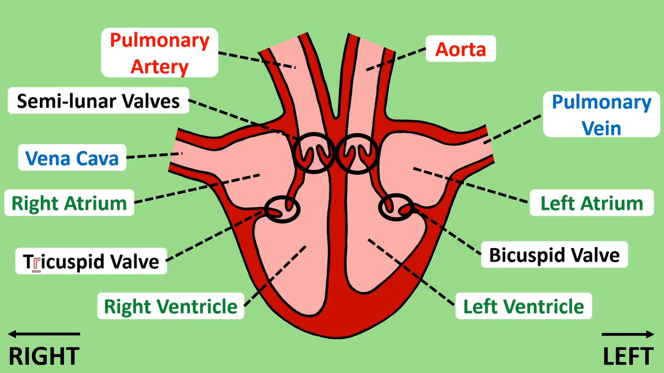Semilunar valves are found in each artery leaving the heart. Finally, the dividing wall that separates the right and left side of the heart is called the septum. Also note that the outer wall of the left ventricle is much thicker than the right ventricle. The left ventricle needs this extra strength because it pumps blood a longer distance than the right ventricle does.